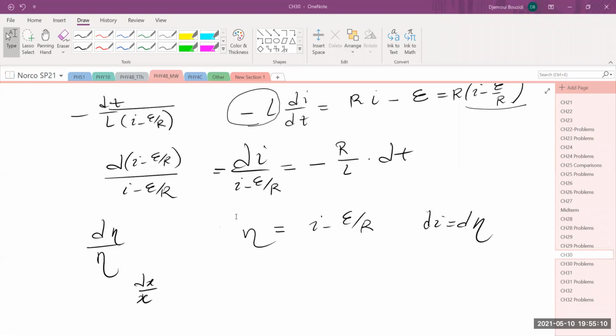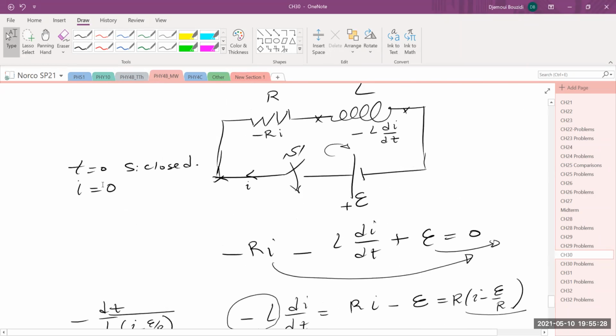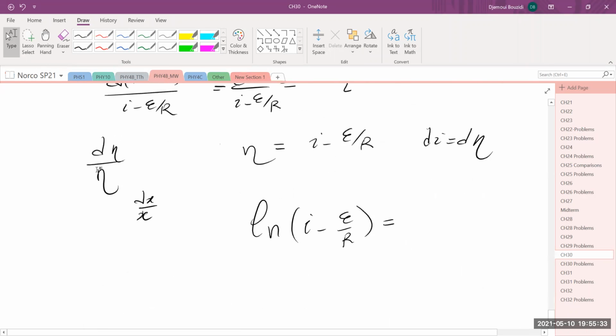So that's the natural log of eta, and eta, remember, is all of that thing in there. So it's going to be ln of I minus epsilon over R is equal to, and for the integration, you're probably worried where I took it from. I start from t equal to 0 to some t in the future, okay? So that is the boundaries of integration. At t equal to 0, I was equal to 0.